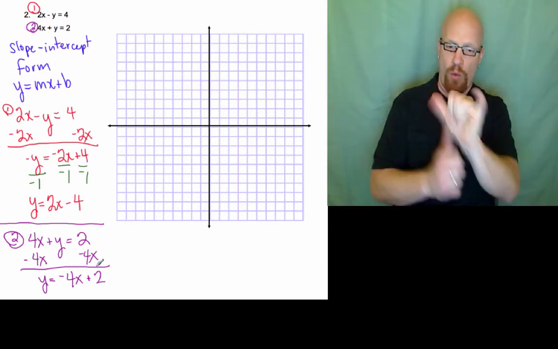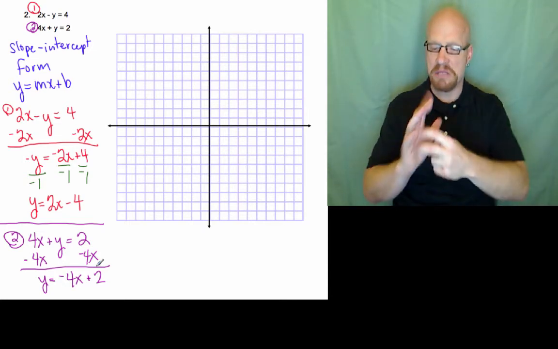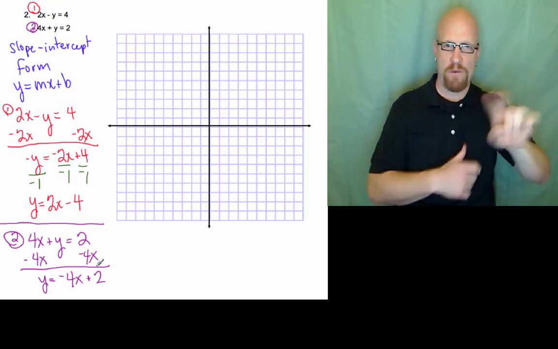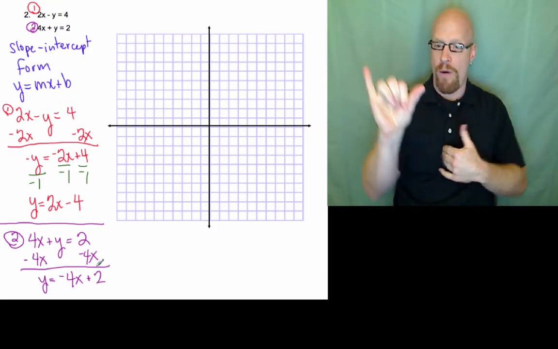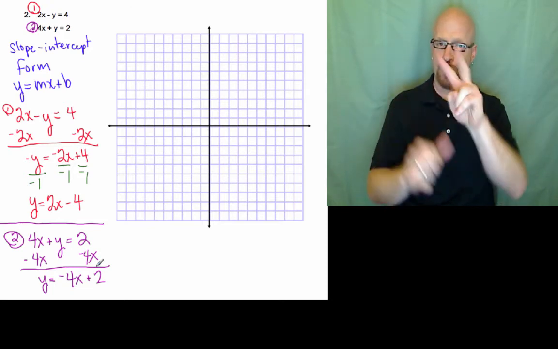Now, we see the 4x is on the side of the y, so we need to subtract 4x on both sides, and therefore isolate the y. Both equations are now in slope-intercept form.